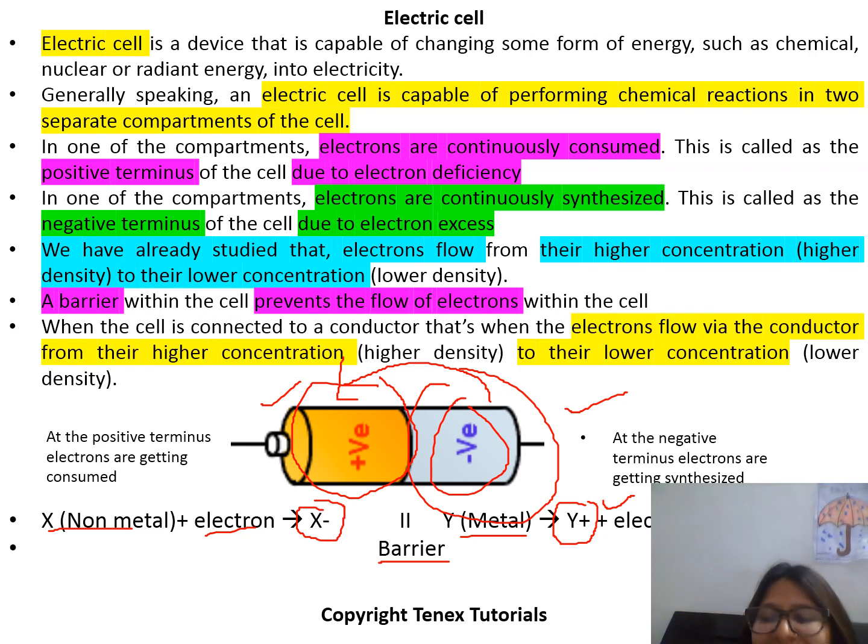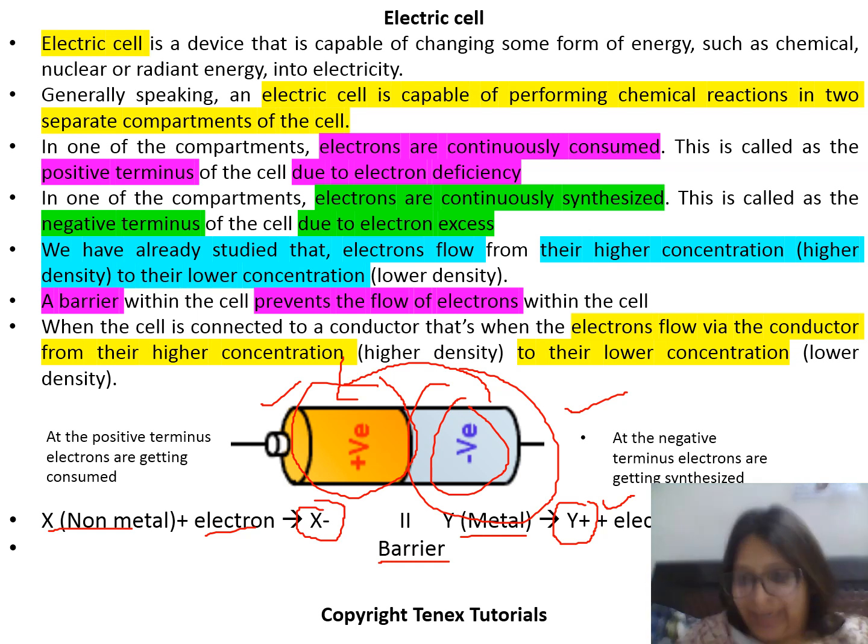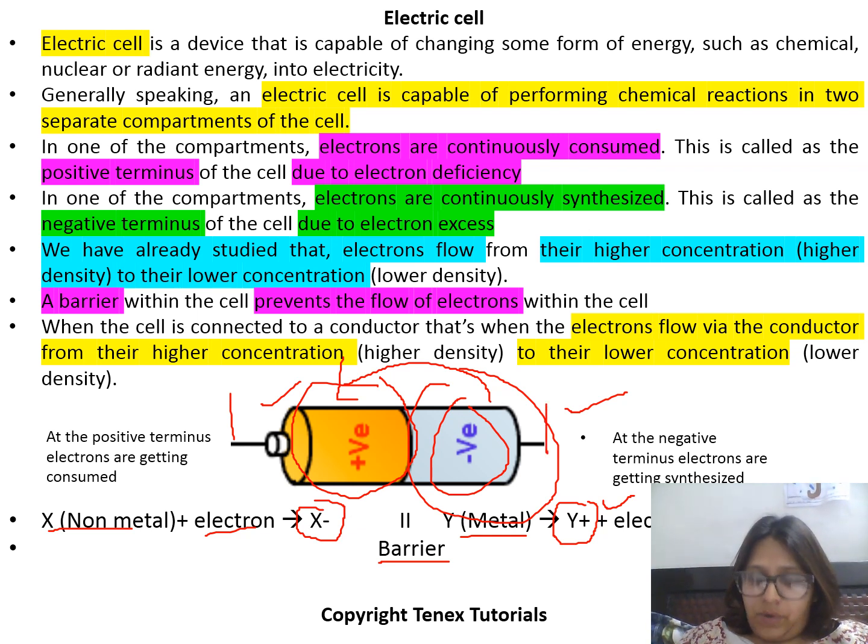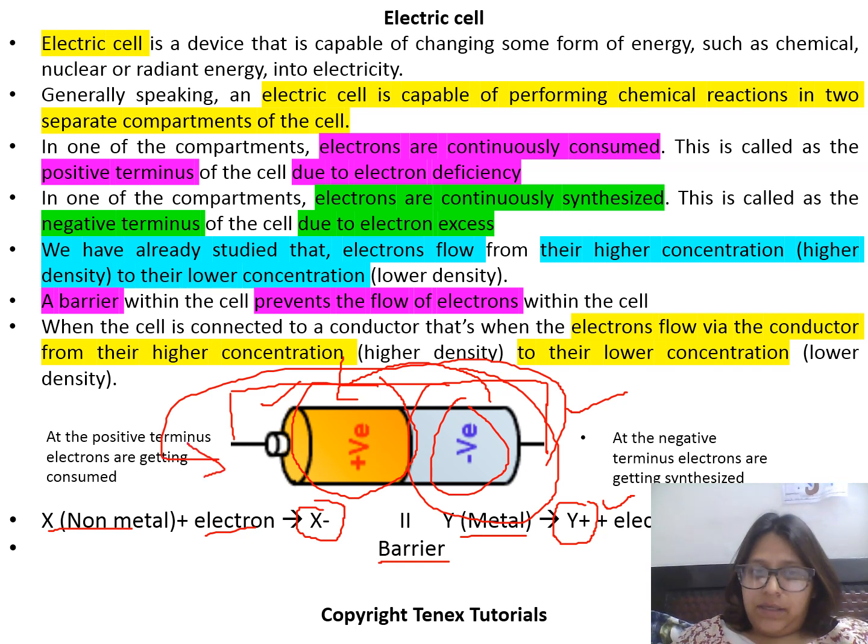So the cell now has to be connected to some wires. When it is connected through these wires, which are actually nothing but a conductor, it is through the conductor that the electrons flow from the negative terminus to the positive terminus.